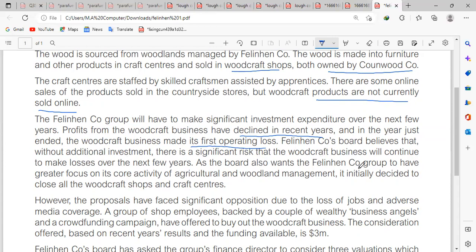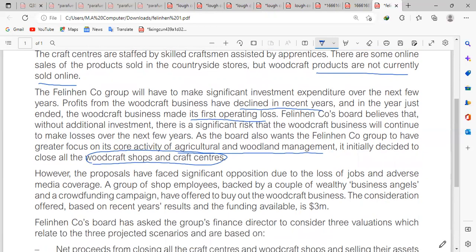As the board also wants the F company group to have greater focus on its core activity of agriculture and woodland management, it initially decided to close all woodcraft shops and the craft centers. So this is the concern: they want to focus on agriculture and woodland management, which is the main business of the company. However, proposals have faced significant opposition due to the loss of jobs and adverse media coverage.